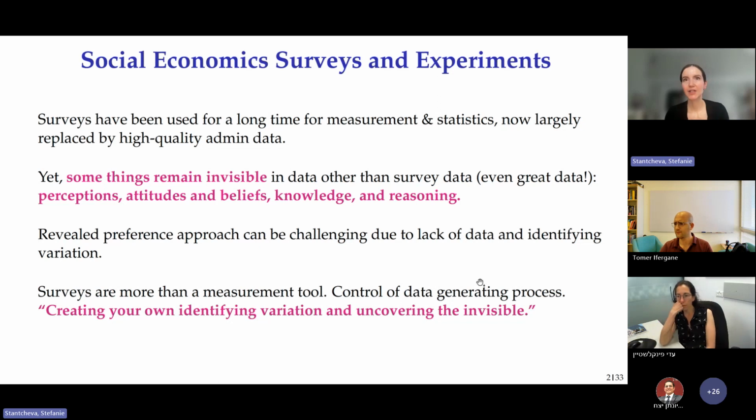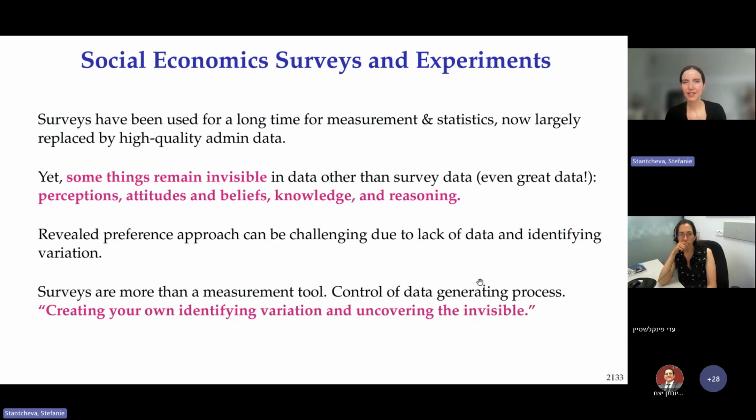We've used surveys for a really long time for just measurement and statistics. And for that, we now have actually a lot of high quality admin data. So, to measure things like unemployment, incomes, etc., we don't really need surveys anymore. But there's many things that remain completely invisible in data that's not survey data, no matter how great that is. Things like perceptions, attitudes, beliefs, knowledge, reasoning. And often we lack data for our revealed preference approach, which we tend to prefer as economists.